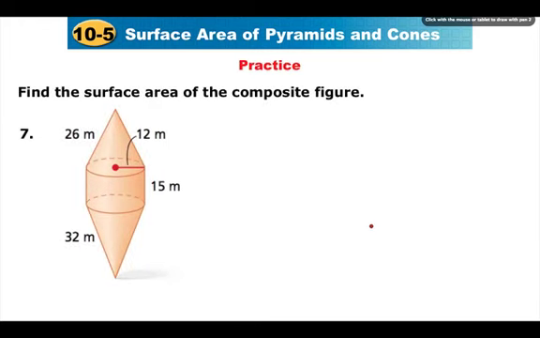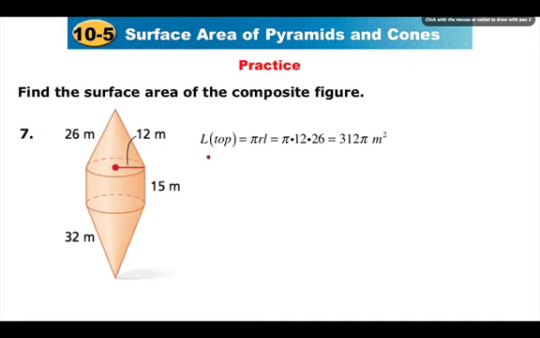This is the last one. Same directions, surface area. Notice that you see 3 different shapes. So we're going to find the lateral of the top, which is just pi r L. The radius is 12. The slant height is 26. That's why you see those numbers there. You get 312 pi square meters.